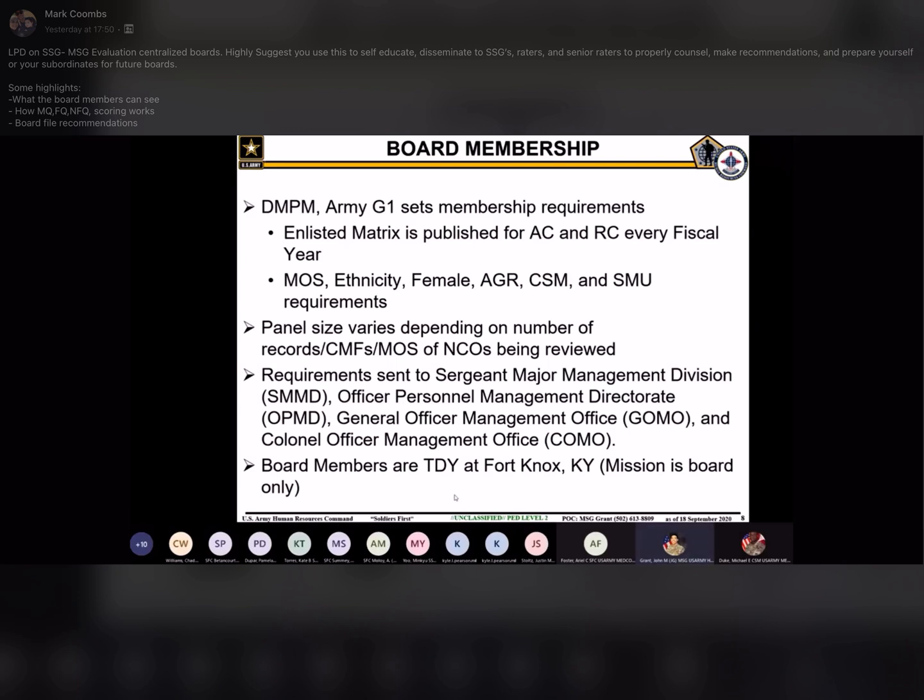And just for your situational awareness, all the board members come TDY to Fort Knox, Kentucky. There's no voting by, hey, I'm going to get online and look at these files and let the DA-Sec know how I voted. No, they actually have to be here physically. So even during the COVID environment, we postponed boards for a month and a half, but ultimately we got an exception to policy to come back, and board members still do come here to vote files for the board.